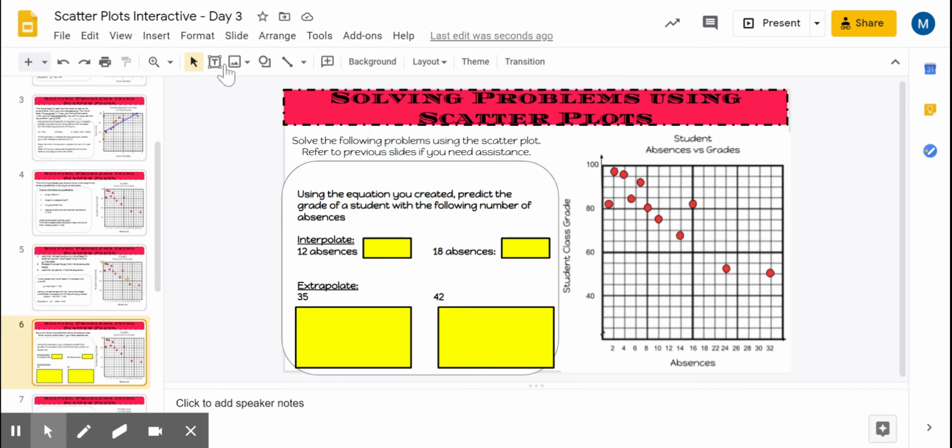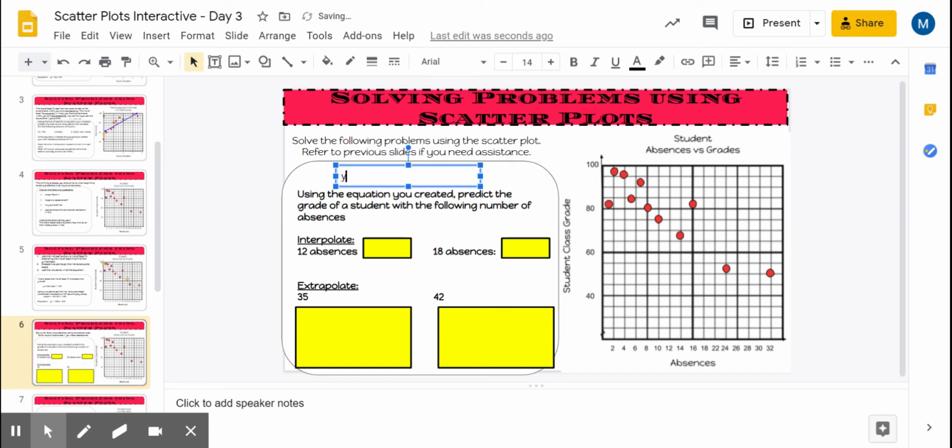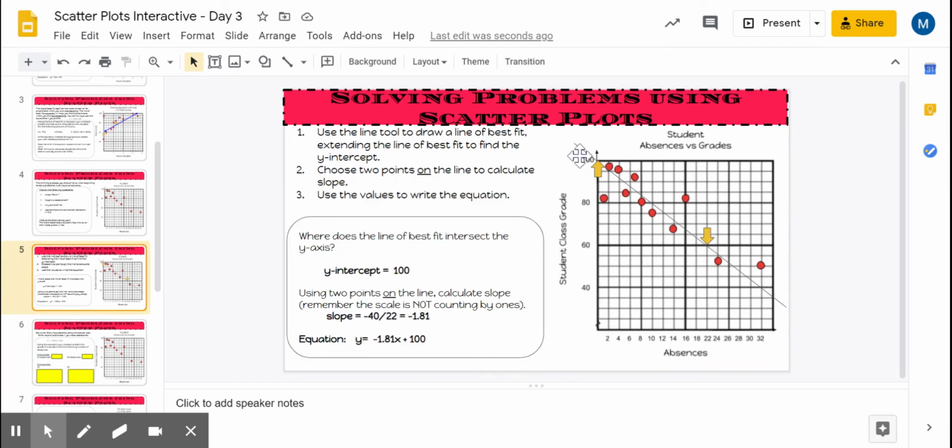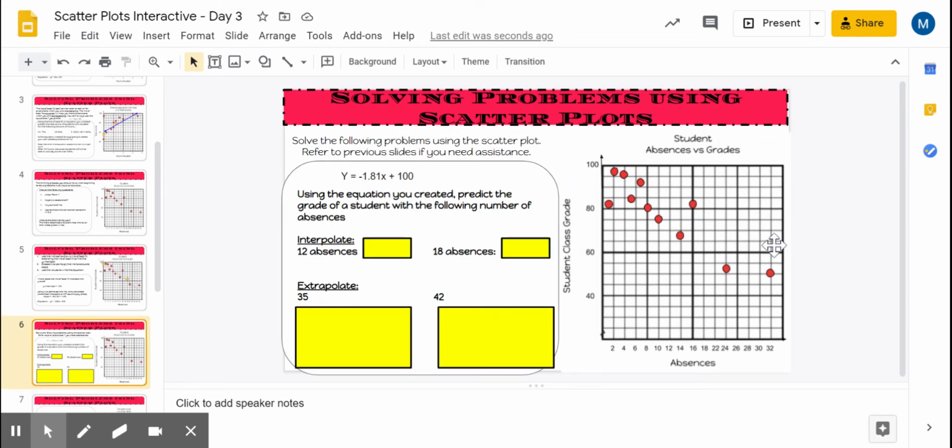I'm going to make a text box and write it up here. Y equals negative 1.81x plus 100. And that's what I might need to use for my points down below. So this kind of lines it out for us. Oh, I lost my line of best fit. Let me go get that line. Copy from the other page and paste it. And oh, it puts it in the same spot. That's lovely. Okay.